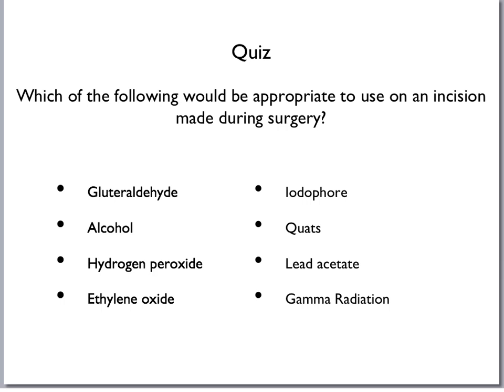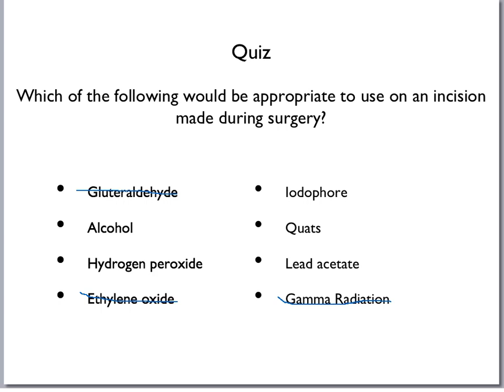Okay, so the way I interpret this question is, since we're talking about an incision made during surgery, we're treating a person. So what we're going to be looking for is an antiseptic. And so we can start off by crossing off the things that aren't antiseptics. Glutaraldehyde is not an antiseptic. It's not safe to use on people. Ethylene oxide is sort of ridiculous. We just talked about the fact that it blows up on occasion. Gamma radiation. Yeah, you're not going to use that on living tissue.